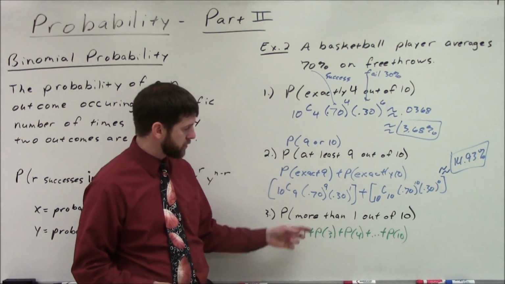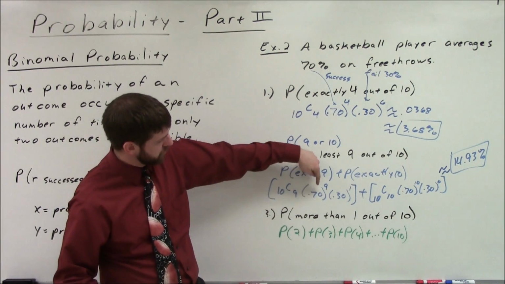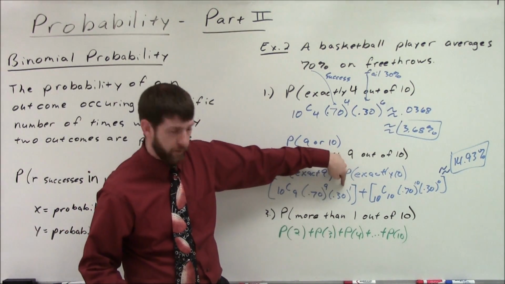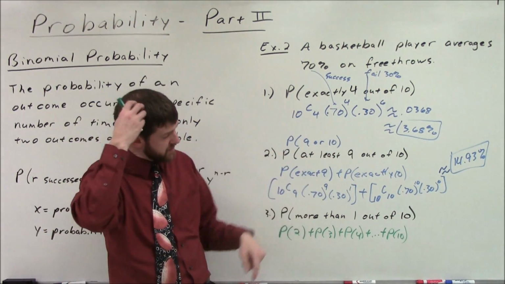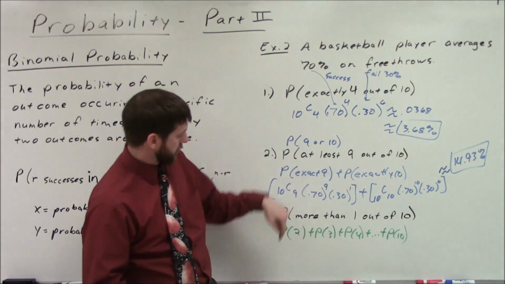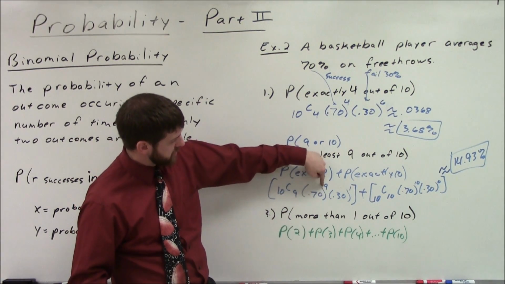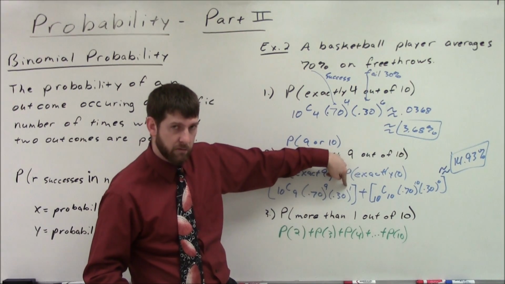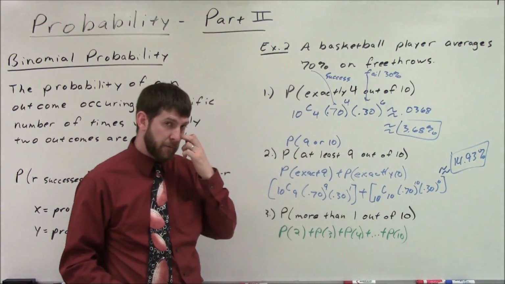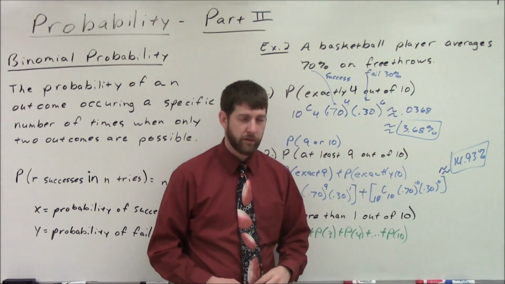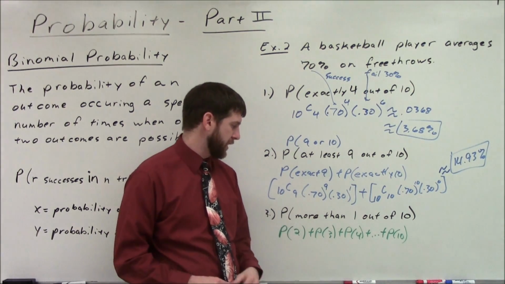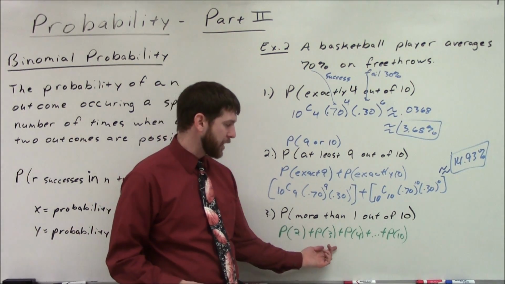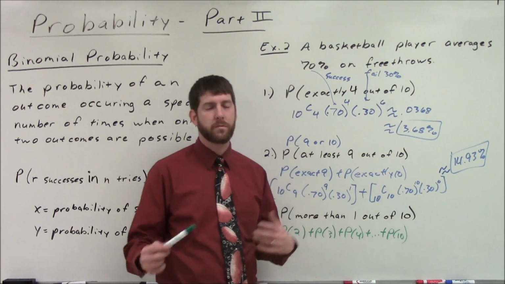Figure it out for 2, so 10C2, 0.7 to the 2, 0.3 to the 8, because 2 successes means 8 failures. Then we do it for 3, 10C3, 0.7 to the 3, 0.3 to the 7. If I have 3 successes, I have 7 failures, and so on. Now that can be very, very annoying to have to add up all 9 of those values. Let's work in the opposite direction.